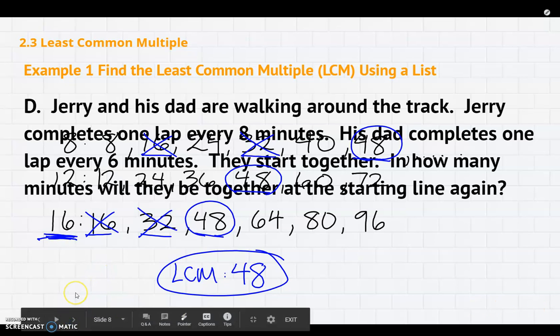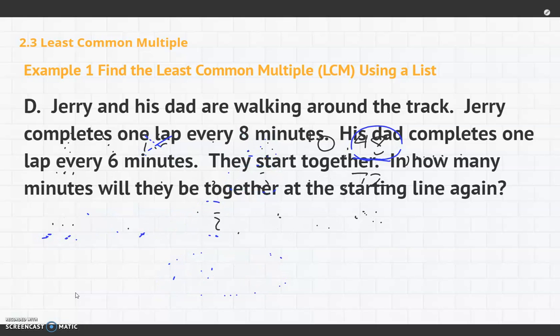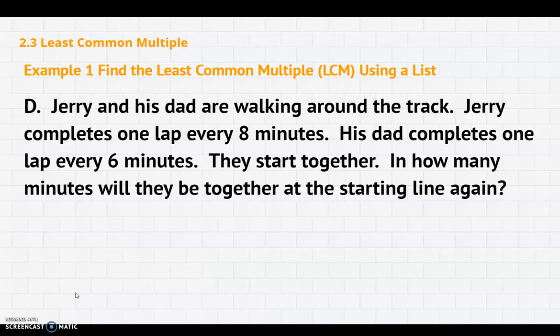Okay, and finally, our last word problem. Jerry and his dad are walking around the track. Jerry completes 1 lap every 8 minutes. His dad completes 1 lap every 6 minutes. They start together. In how many minutes will they be together at the starting line?